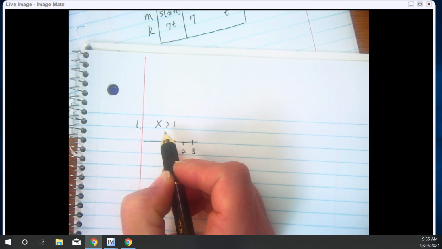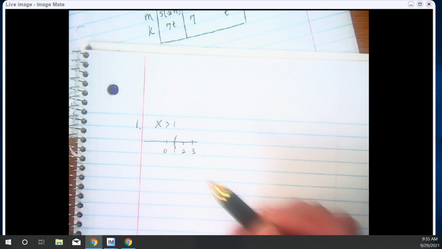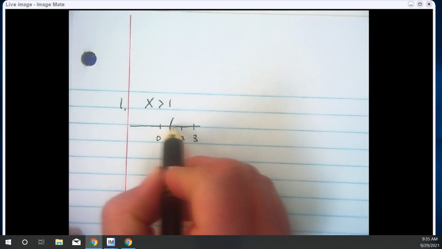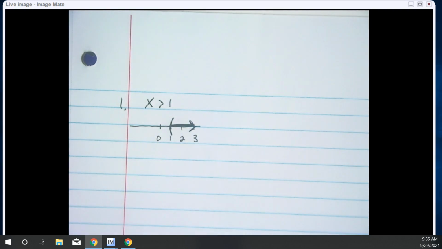Now, in the past, you probably did a parenthesis or an open circle, closed circle. We're going to do parenthesis, bracket. The parenthesis is going to point in the direction that you are graphing. So x is greater than 1, go to the right. A parenthesis is like an open circle. A bracket is a closed circle, meaning that it is equal to it.